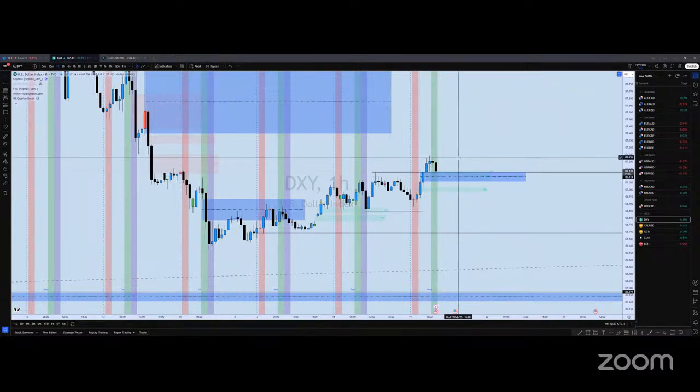Okay, so that's what I'm currently anticipating, that they're going to close through that fair value gap, and then that will be the high of the day. So let's see if they can close below that fair value gap, then that will basically be the high of the day. I like the movement up.